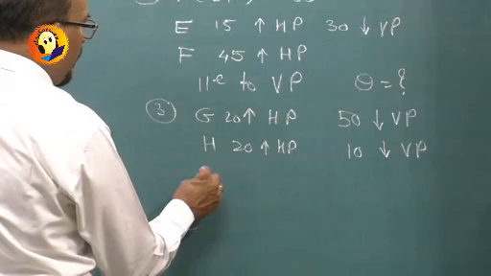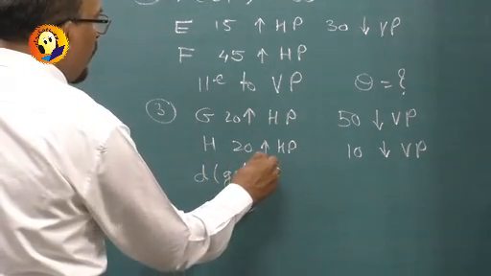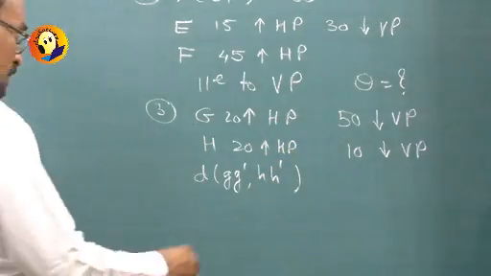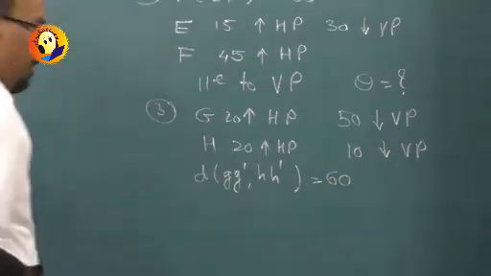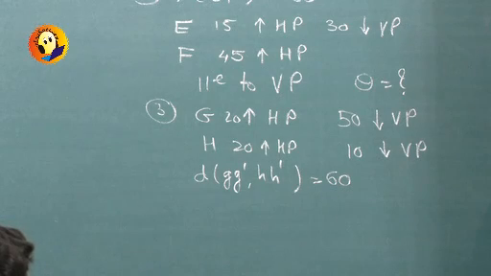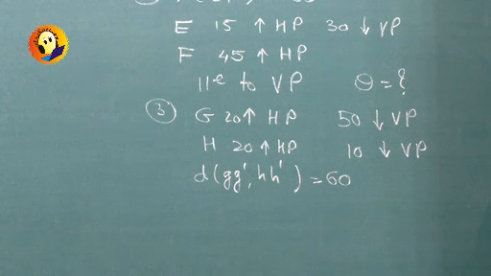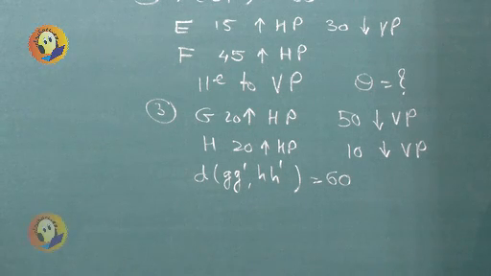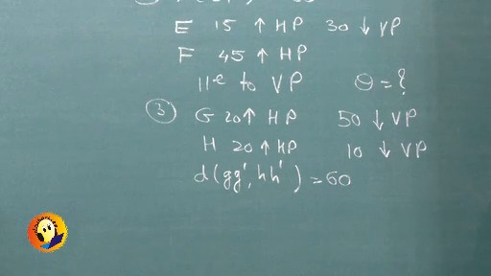Distance between projectors is 60 millimeters. Draw projections. Find the true length of the line and the angles with HP and VP. Distance between projectors is 60. Find angles made by the line with HP and VP as well as true length. See them and then only do them.